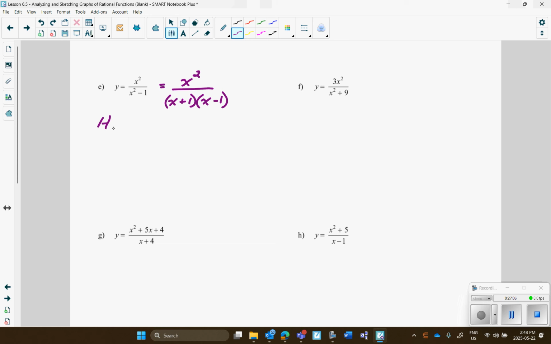Let's go to the horizontal asymptote by looking at the degree. What's the degree of the top? 2. Degree of the bottom? 2. Therefore, the horizontal asymptote is going to be this number in front, which is 1, divided by this number in front, which is 1. So the horizontal asymptote is y equals 1. No canceling, so no holes. There are 2 non-permissible values, which means there are 2 vertical asymptotes, 1 and -1.